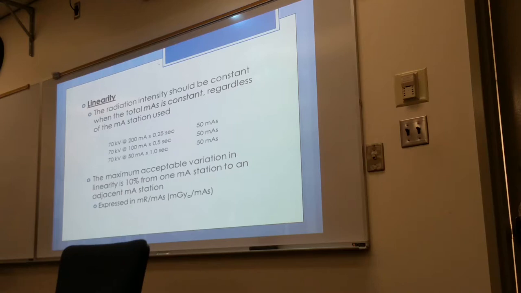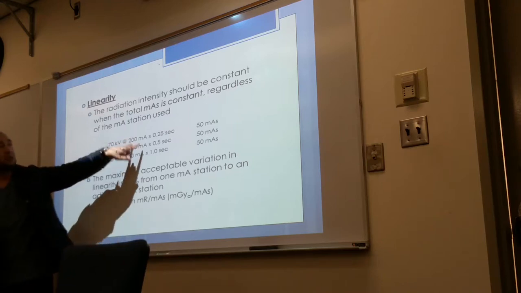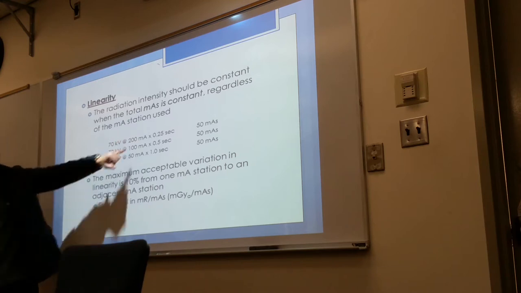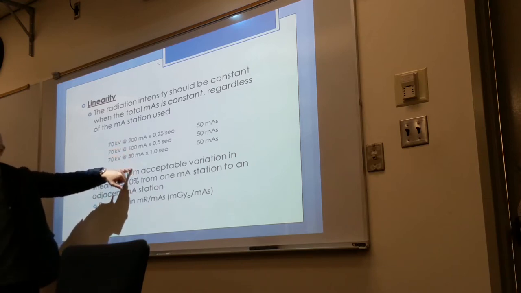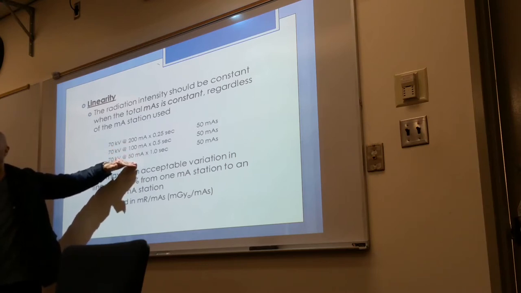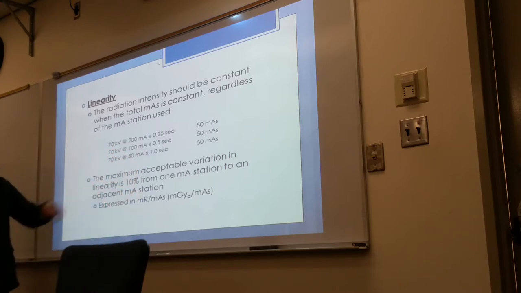Now here's the key though. You can test different combinations, but they have to be sequential mA stations. So it should be the next mA station up or down. That's the key. The maximum acceptable variation in linearity is 10% from one mA station to the next adjacent mA station, and it's expressed in milliroentgens per mAs.